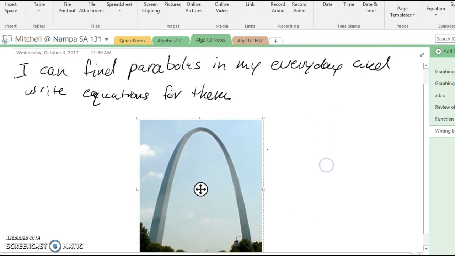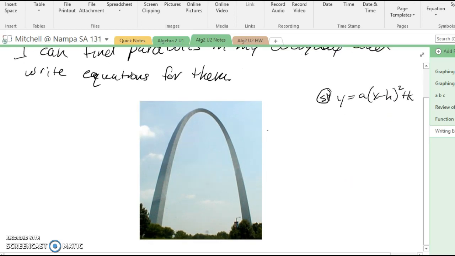And so step one, we're going to use our vertex form, so we have to keep this in mind. You could use intercept form, but vertex form is a little easier. And I need to create a coordinate system. So step two, we need to create a coordinate system on our parabola.